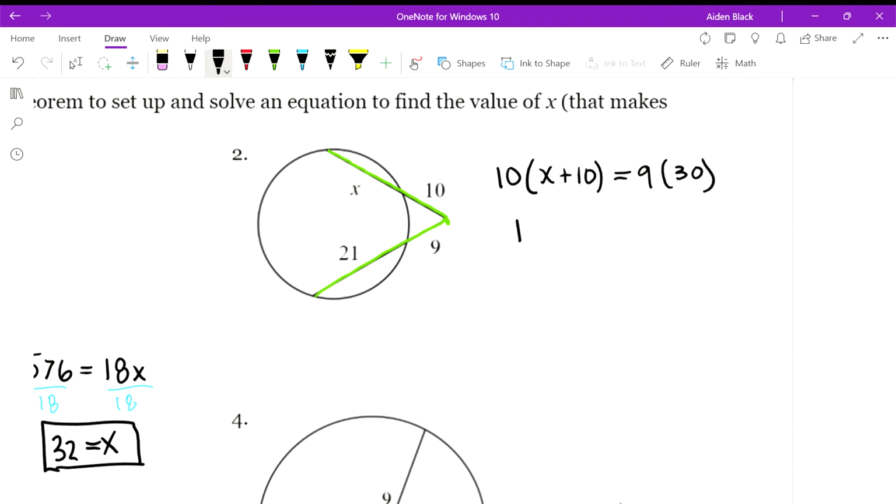So we get 10x plus 100 is equal to 270. Subtract 100 from both sides, we get 10x equals 170. Therefore, x equals 17.